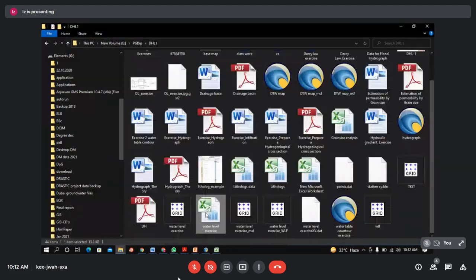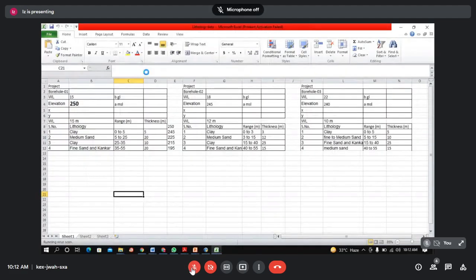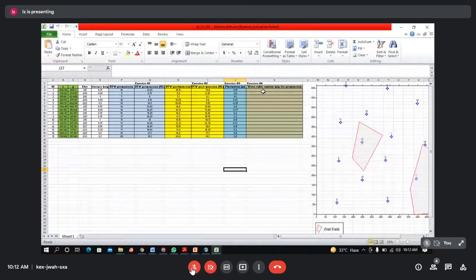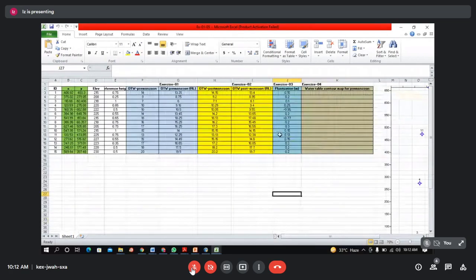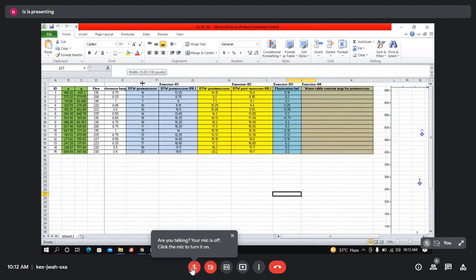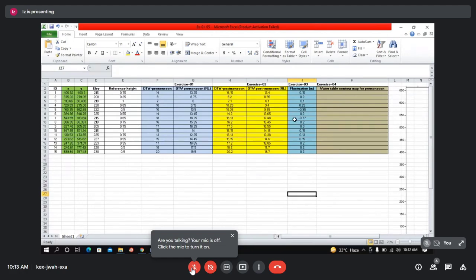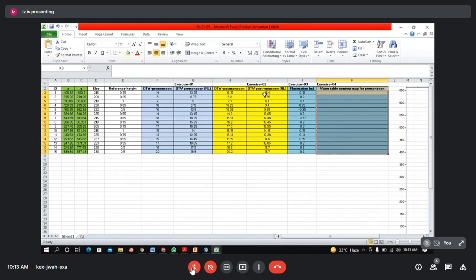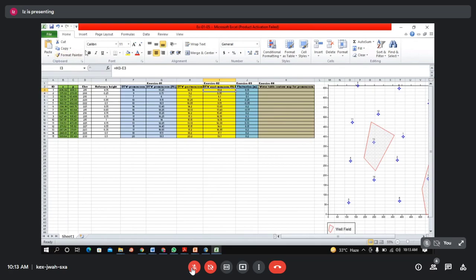Screen is shared. Okay, so I have uploaded these exercises 0 to 4 or 5. I don't know. So I think you are not facing any problem in this. You know how to draw a water table contour map, right? So we have depth to water table map and water table contour map, and there is a difference, and you know that difference.